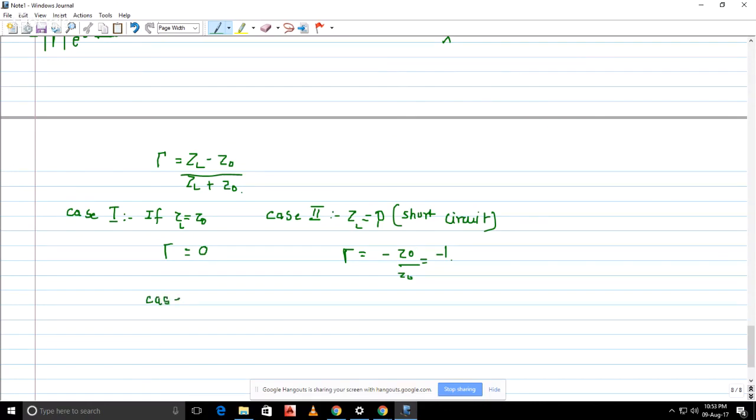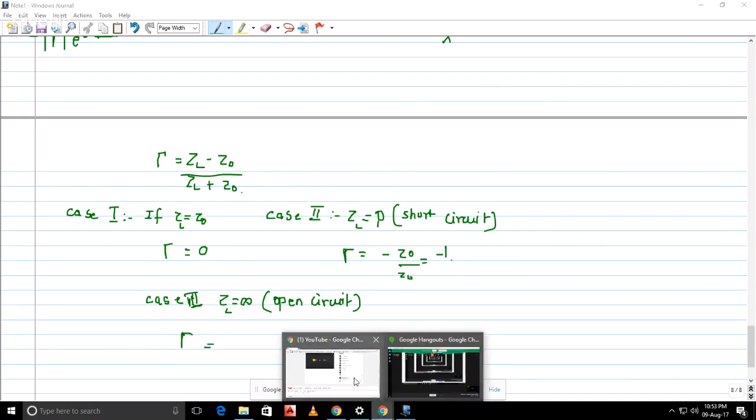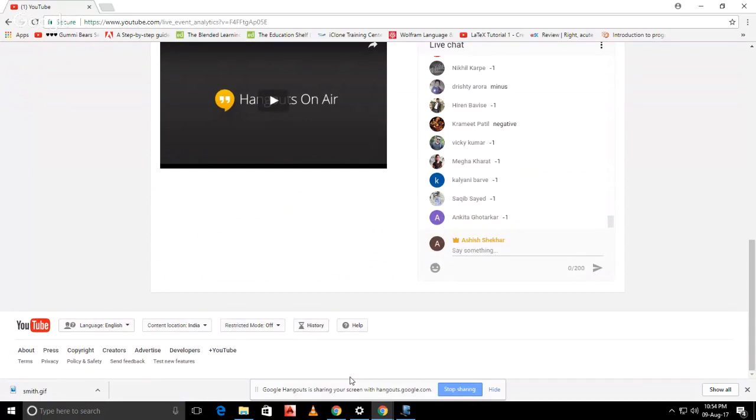And for case three, if ZL is equal to infinity, that means the maximum impedance, so we have an open circuit. What will be gamma in this case? Very good, Tejas. It comes to be infinity, the maximum value. Yes, it's an open circuit, maximum.